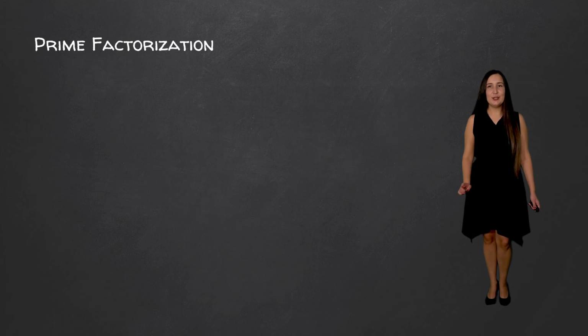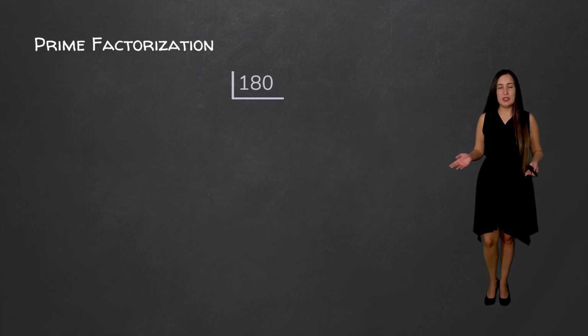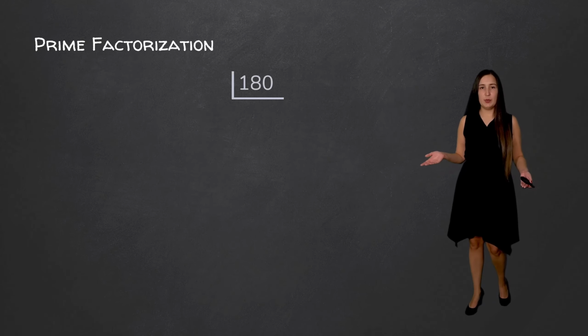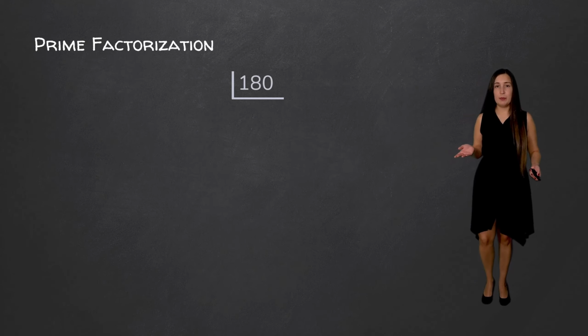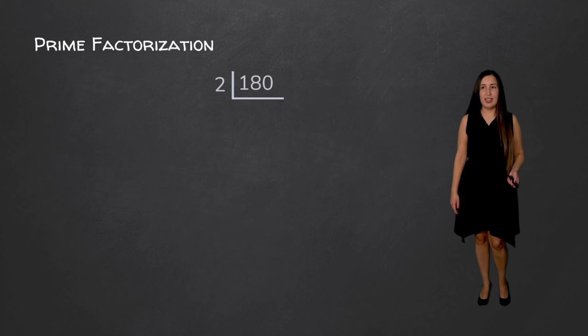Alright, to get us started, we're going to use the number 180 as an example. Basically for the ladder method, we're going to take 180 and divide it by multiple prime numbers until we get 1 in the bottom. We're going to use a sign that looks like an inverse division sign, and think of prime numbers that would go into 180. For example, 2 is a prime number and it goes into 180.